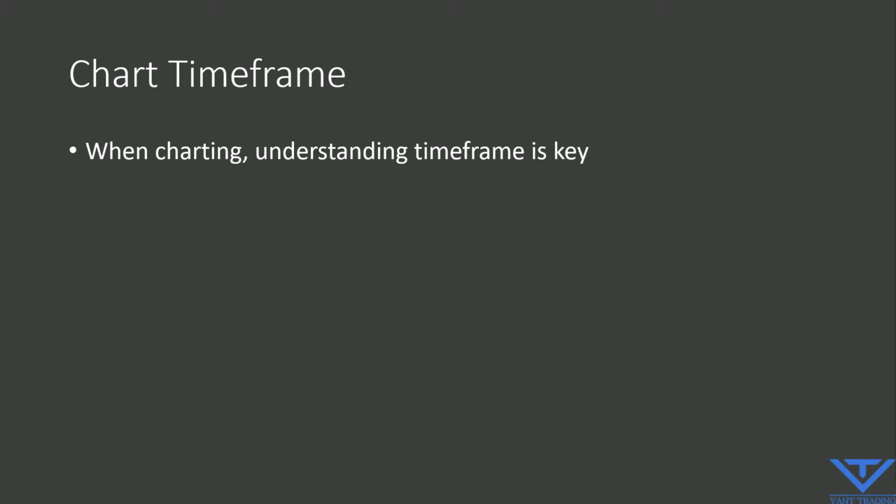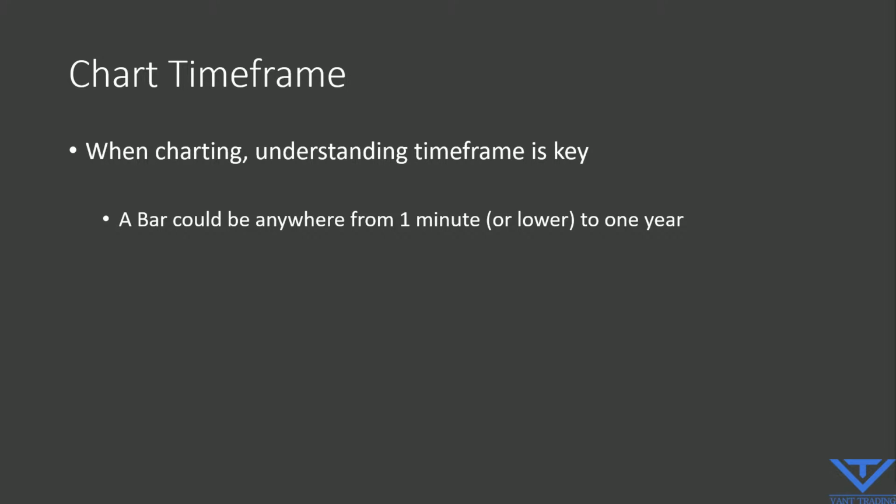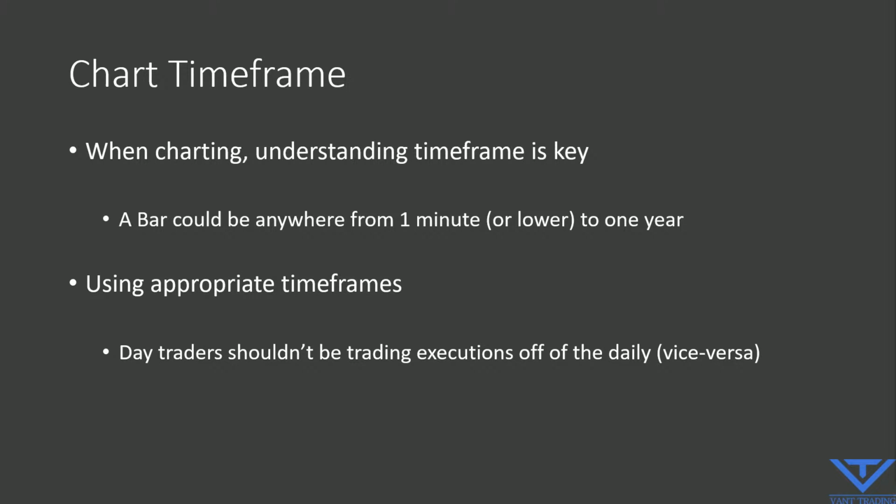If we're talking about charts, it's really important to talk about chart time frame, because when you're charting, understanding your time frame is key. Like I said, that bar or candlestick could be anywhere from 1 minute to 1 year. You need to understand that you're using the appropriate time frames. Day traders shouldn't be trading executions off of the daily chart, or vice versa. If you're a swing trader and you're trying to buy something for the course of a year plus, you don't need to look at the minute chart. You don't. Look at the hourly chart or, I believe it's tomorrow's class we actually go into, well, if you're this type of trader, this is the type of time frame they talk about and the moving averages you should use.